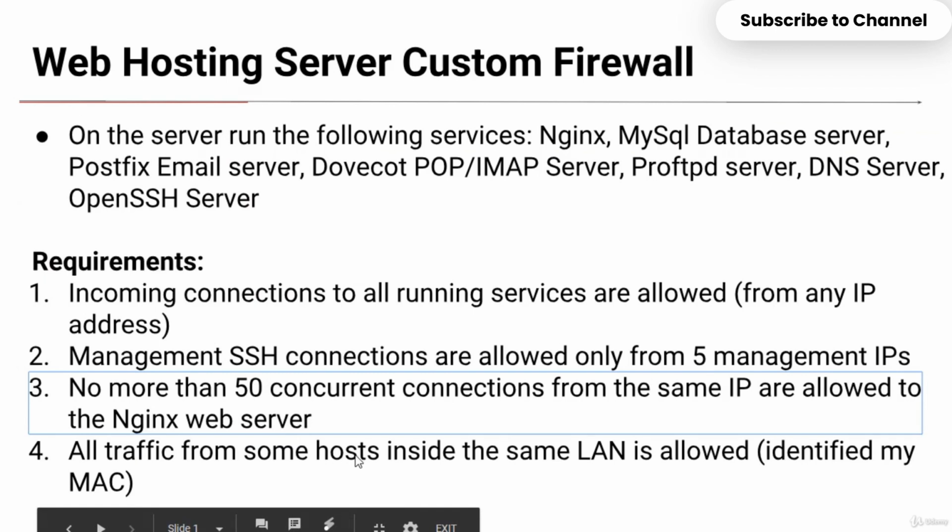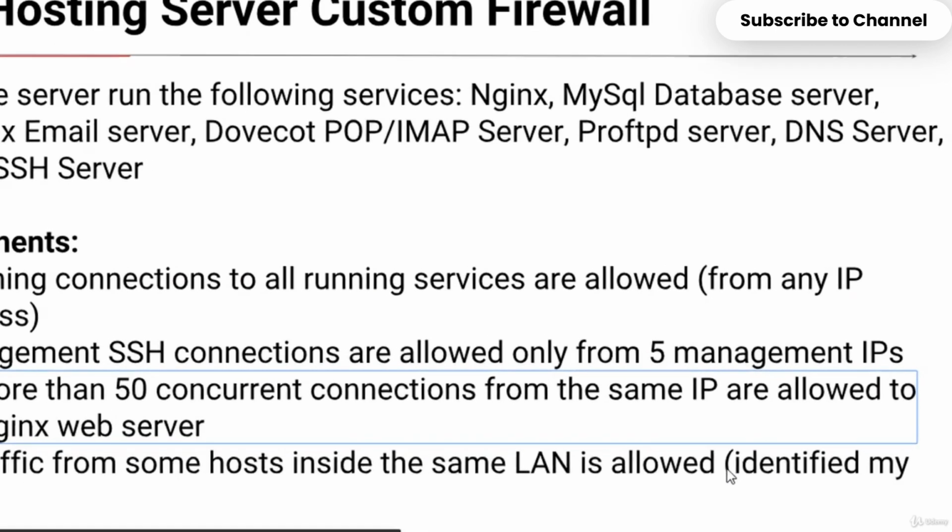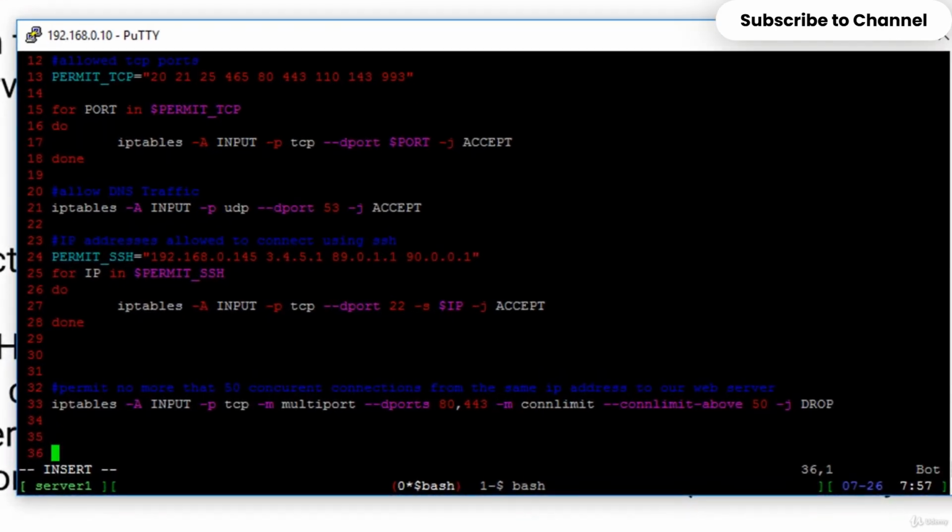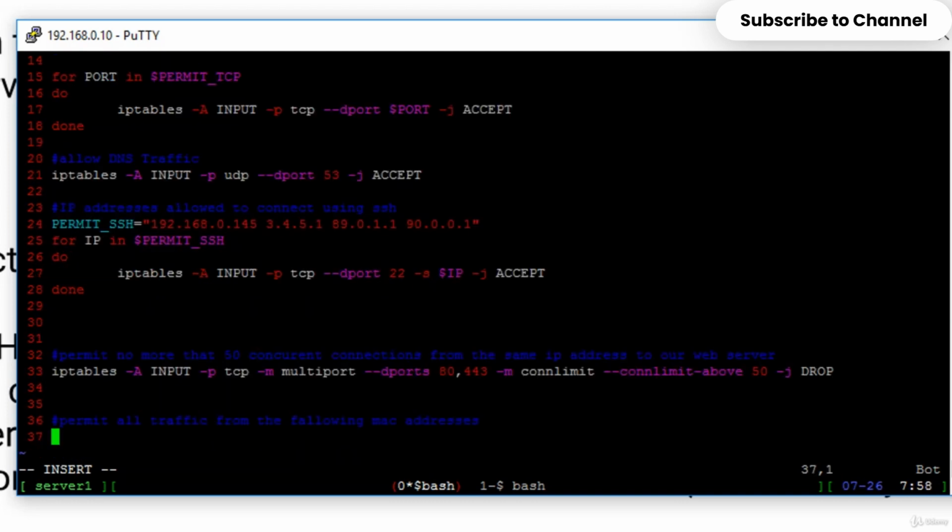All traffic from some hosts inside the same LAN is allowed. For this task, I'll use the -m mac match. First, I write a comment. So permit all traffic from the following MAC addresses. For this task, I create another variable with those MAC addresses and I will iterate through that variable. ALLOWED_MAC.